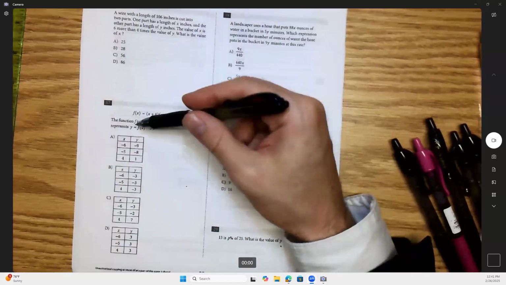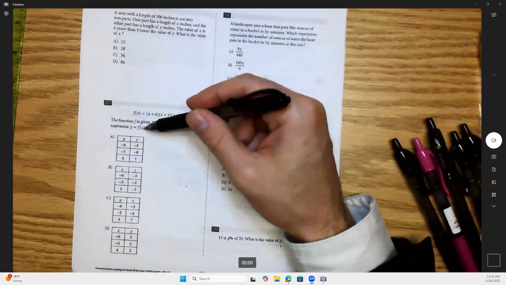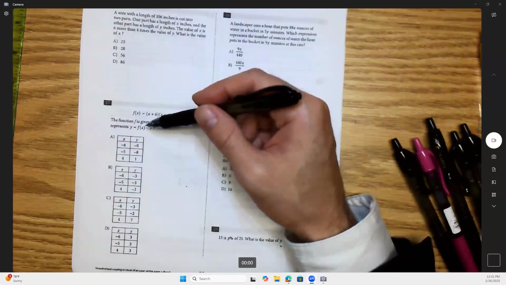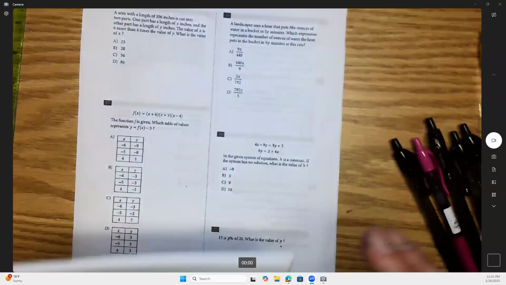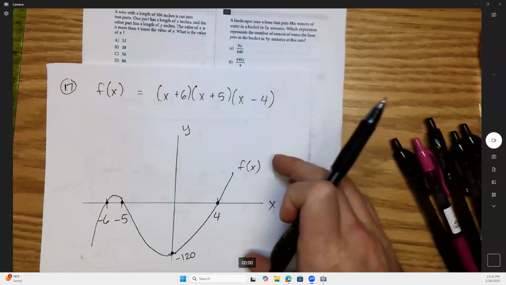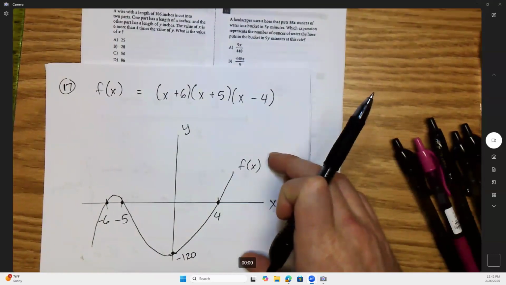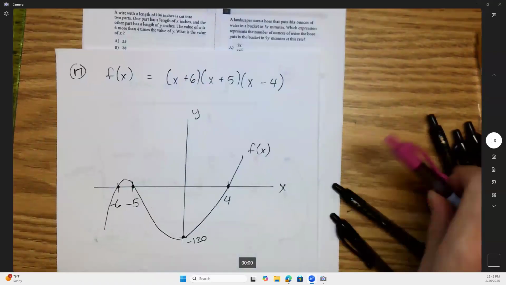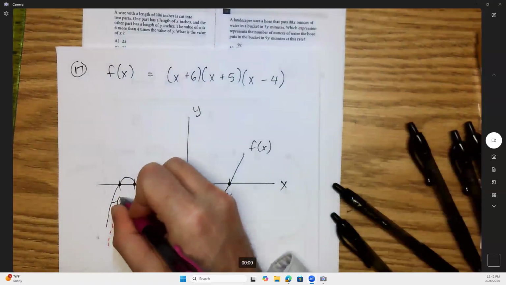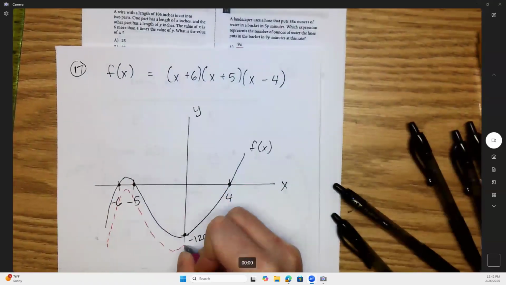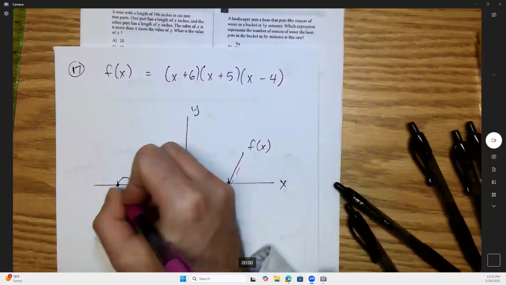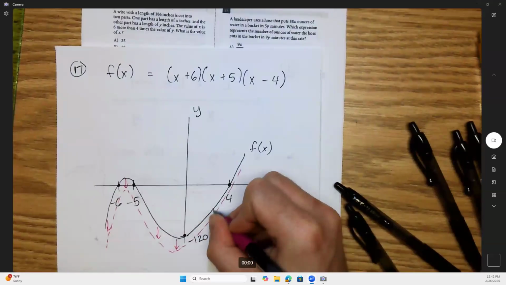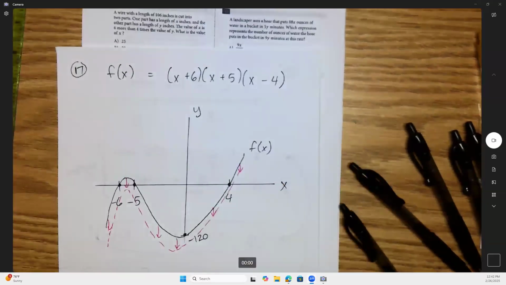Which table of values represents f of x minus 3? Ooh, guys, f of x minus 3. Is the original graph f of x shifted which way, how much? Down 3, right? Maybe I'll do this in pink. Basically something kind of like this. Down 3, down 3, down 3, down 3, down 3. Everything's down 3. Is it?